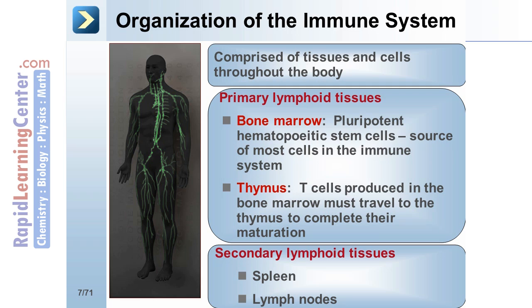The bone marrow contains pluripotent hematopoietic stem cells that are the source of most cells in the immune system. The thymus plays a later role in immune system development in that T cells produced in the bone marrow must travel to the thymus to complete their maturation.